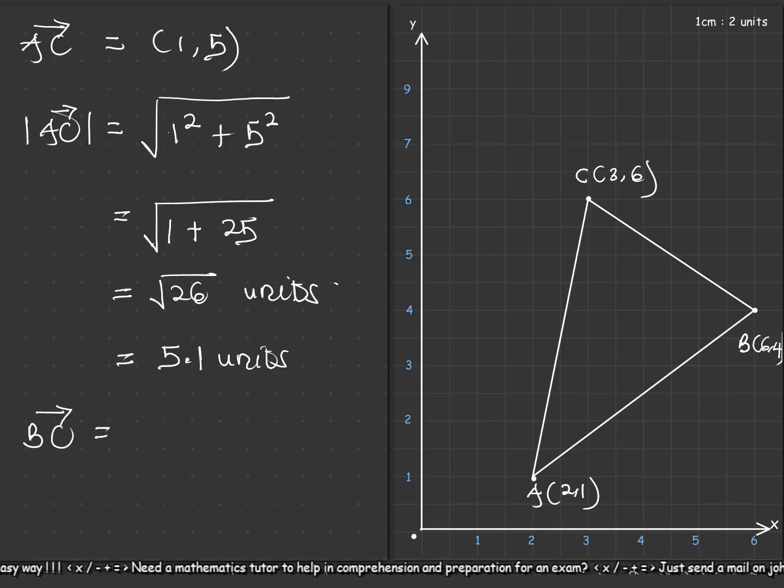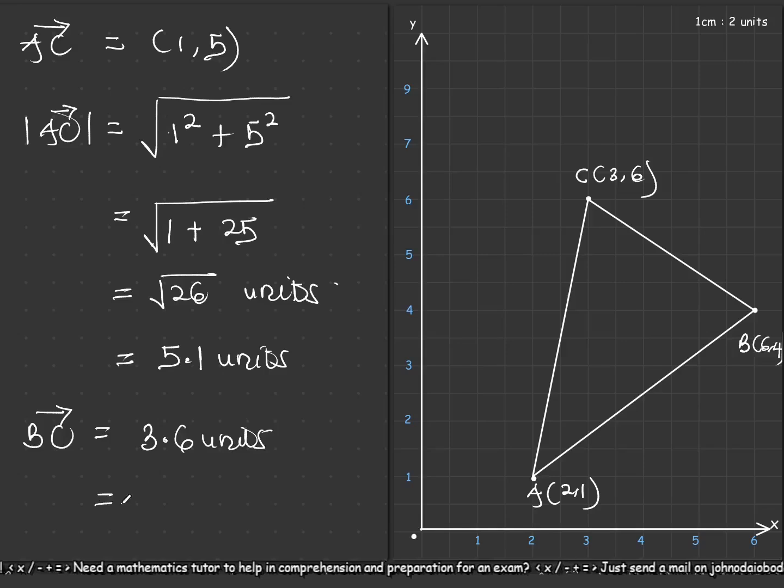Now, we also have to solve for the magnitude of BC. If you have been following what we've been doing so far, then I expect you to pause and try that on your own. If you're able to do it on your own, then you should be expecting an answer of 3.6 units. But in surd form, it is the square root of 13 units.